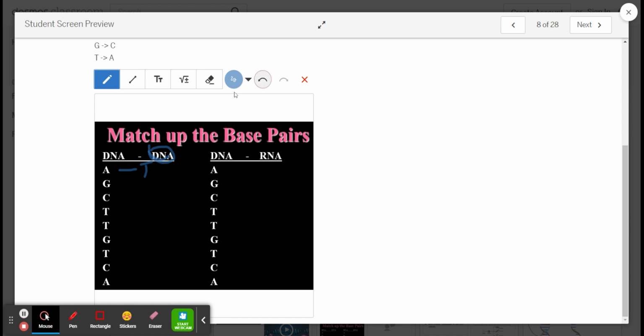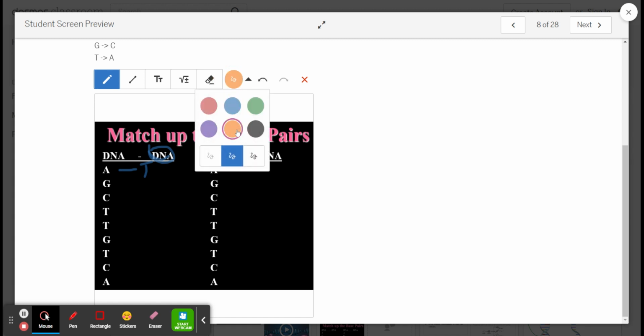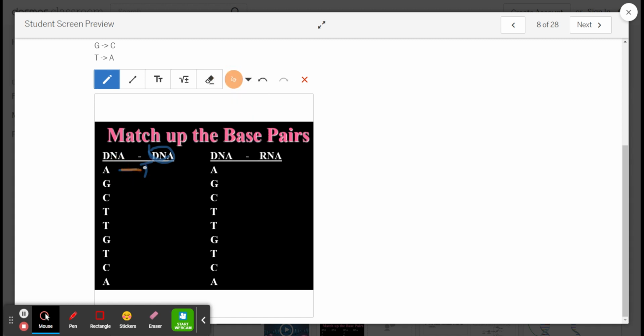Let me change colors. Notice you can change colors here. You can color on yours too. Okay, and then over here, remember what we said. Instead of A pairing up with T, because we're making an RNA strand, it's going to make a U. So go ahead, take a moment, pause this video, and complete the remainder of this strand. While you do that, I'm going to also fill in the answers, and then you're going to compare them to mine when you are ready.